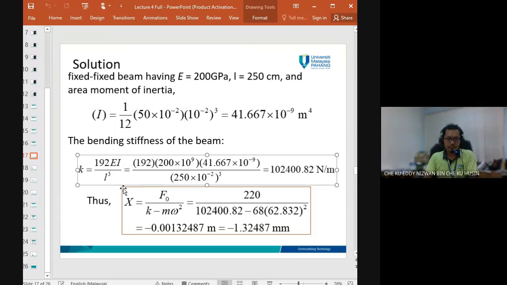The properties of the beam are Young's modulus of 200 gigapascals and the length. The moment of inertia you have to calculate, so make sure all the units are converted into SI units. This one is I, the moment of inertia. Then put it into the equation, and now we can determine the stiffness of the beam.